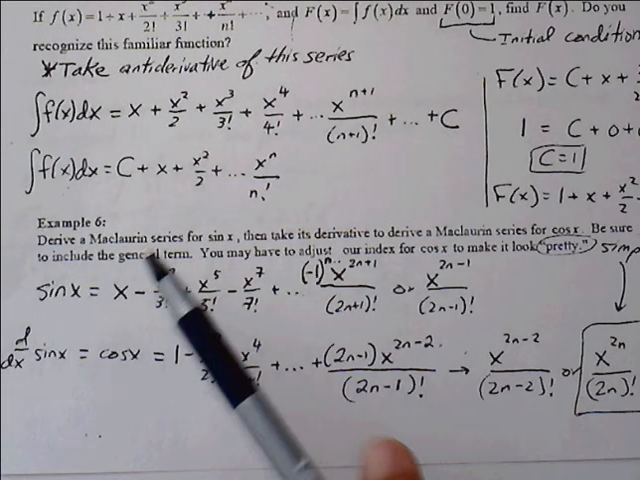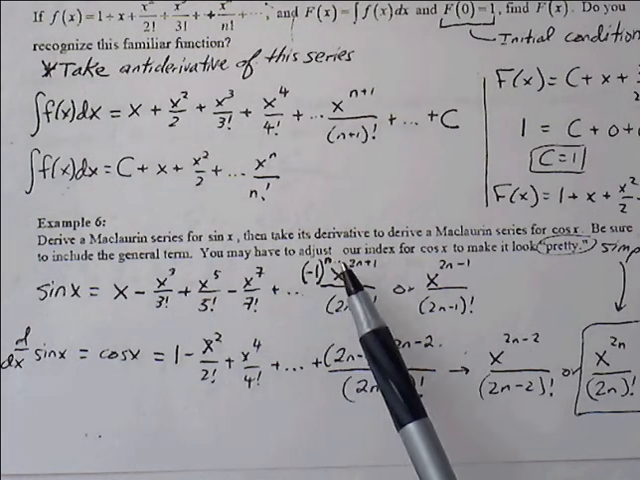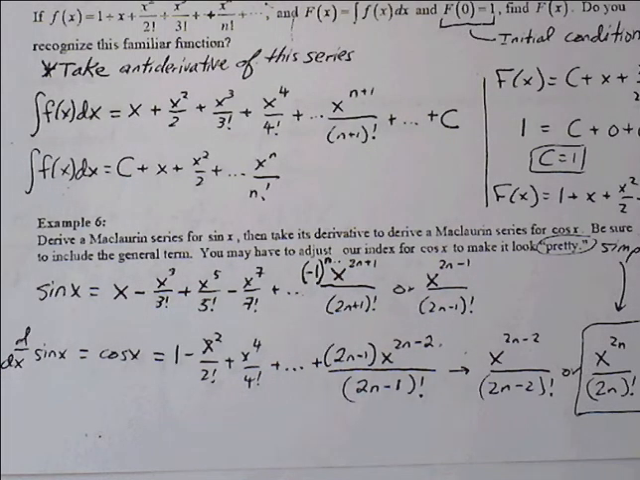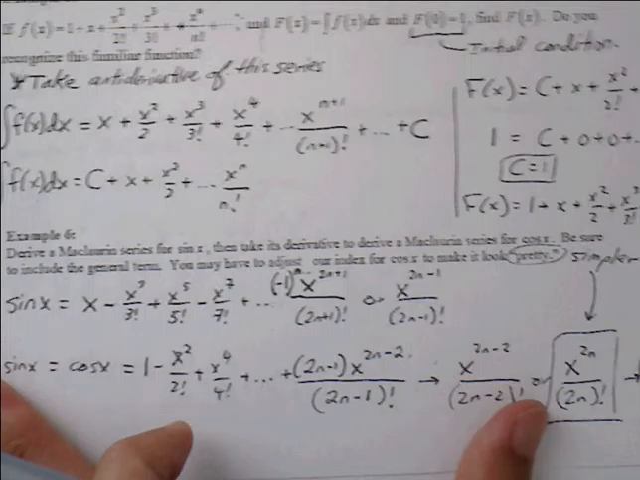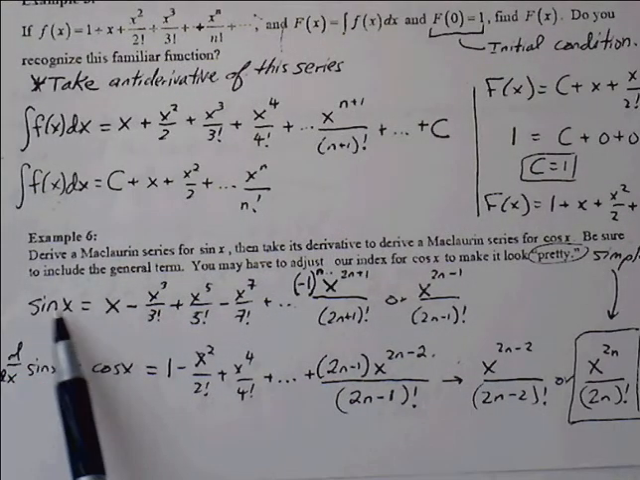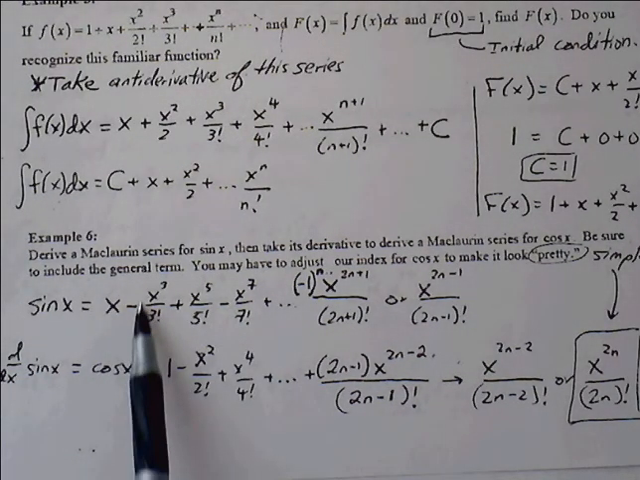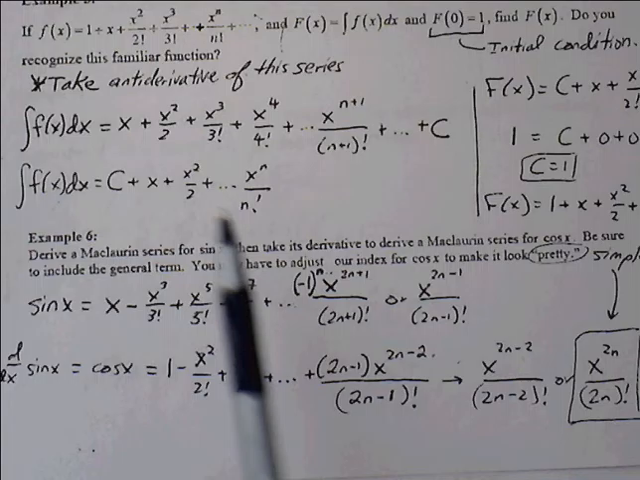Now be sure to include the general term. You may have to adjust the index for cosine to make it a little cleaner, a little bit prettier or simpler. So here's the sine of x Maclaurin series: x minus x cubed over 3 factorial plus x fifth over 5 factorial minus x seventh over 7 factorial.